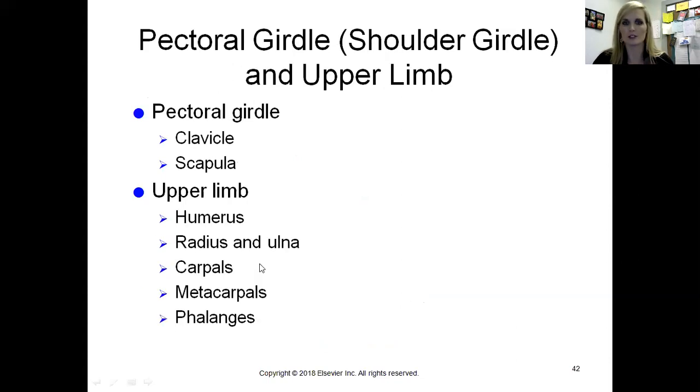We're going to talk about all of this. So let's first look at the upper limb. First, talking about the pectoral girdle, which we commonly know as the shoulder girdle. At that point, we have what's called the clavicle in the front. We commonly know that as our collarbone.